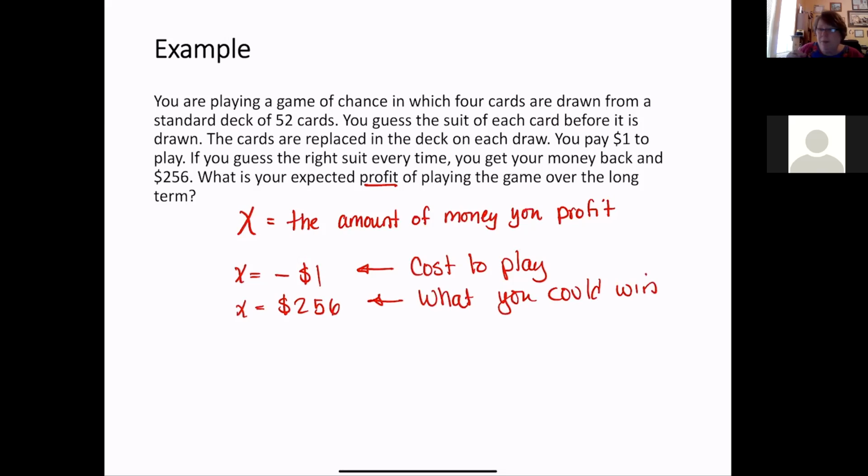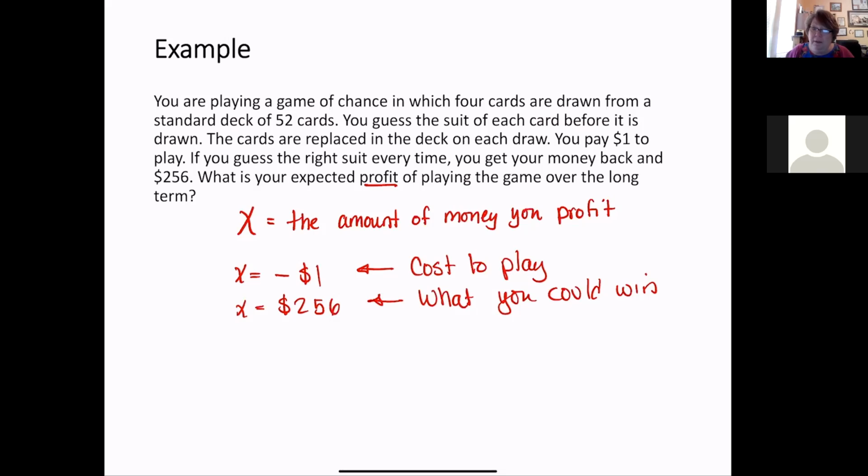Okay, now what's the probability that you guess correctly? So you're drawing 4 cards out of the deck. You draw a card out of the deck. Is it the suit that I guessed or not? You put it back in. You draw a second card out. So these are independent events, because what you draw out the second time doesn't depend on what you drew out the first time, because you put the card back. So when you draw a card from a deck with replacement, that makes these events independent.